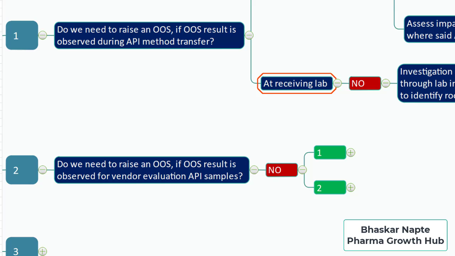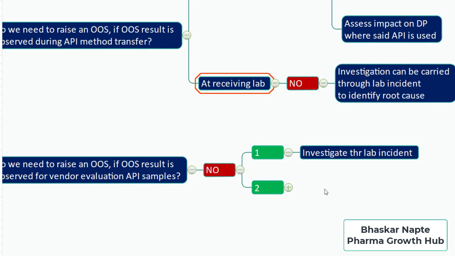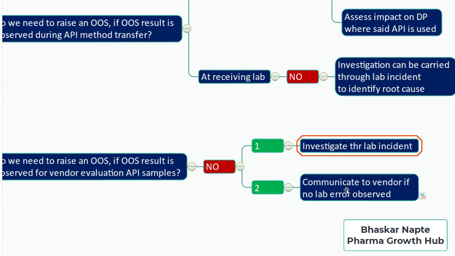failure of the specification for this particular API lot, you may not need to go through the OOS procedure, but certainly you can investigate the failure through the lab incident or the lab deviation. And similarly, don't forget to communicate this observation to the vendor.